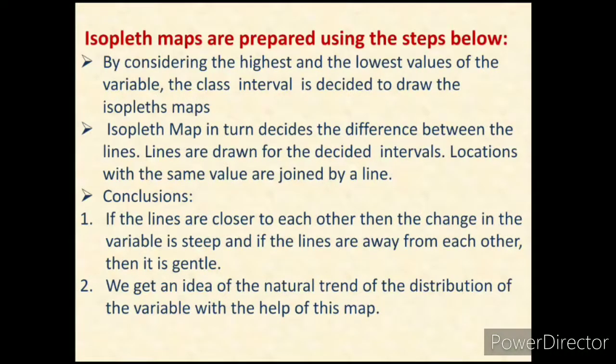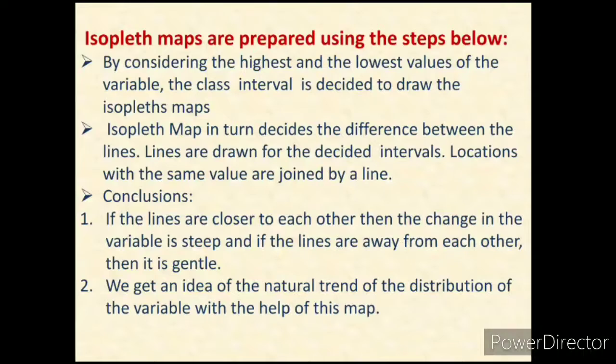Okay. Now isopleth maps are prepared using the steps given below. So what are the steps? Let's see. By considering the highest and lowest value of the variable, the class interval is decided to draw the isopleth maps. So in the previous method also we have seen that the highest and lowest values were considered, and accordingly 5 to 7 classes were made. So the same method is used here.